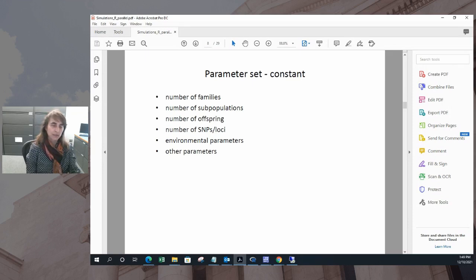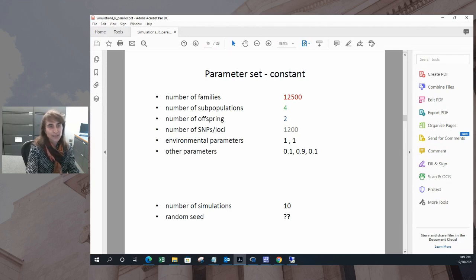The program was written by a biologist who took into account all kinds of theories that I don't know anything about, but I was given a list of parameters. Then it was decided that I should make 10 simulations. And of course, with all these random numbers being generated, I need to keep track of random seeds so I could reproduce things. So we had a total of 50,000 families and 1,200 SNPs. That's the gist of this slide.